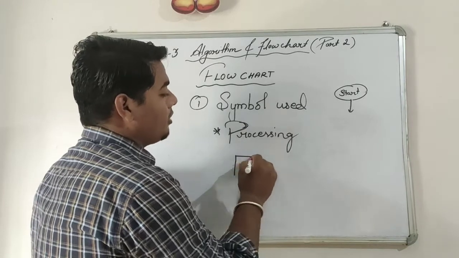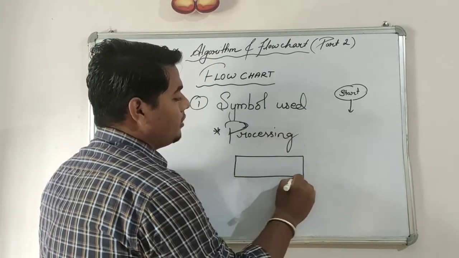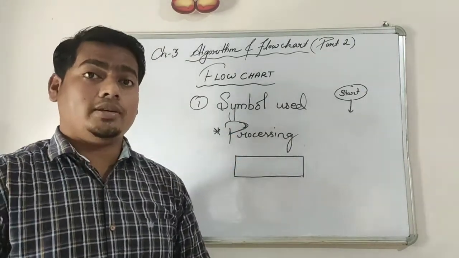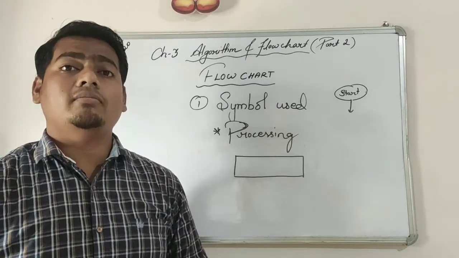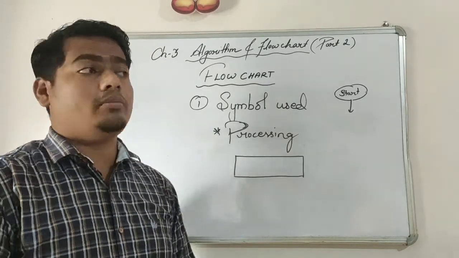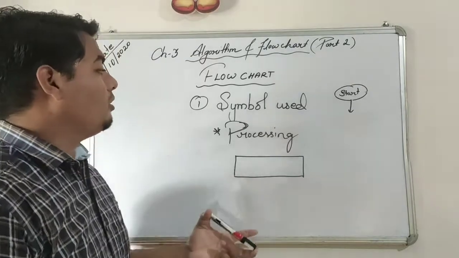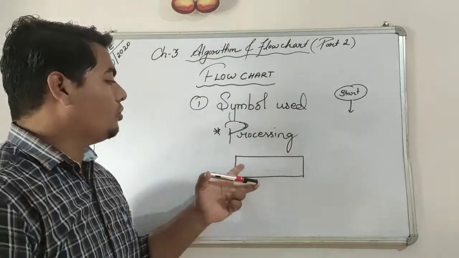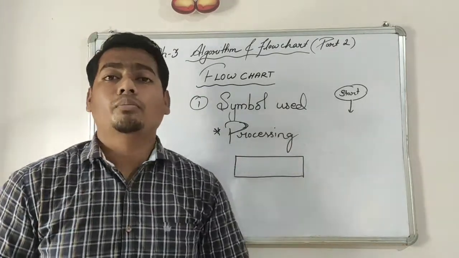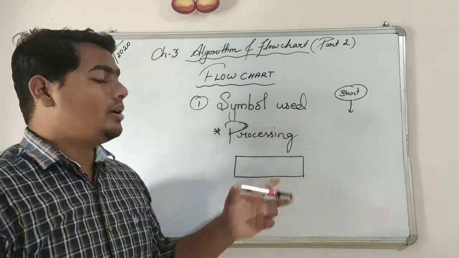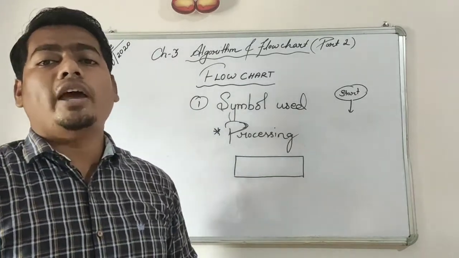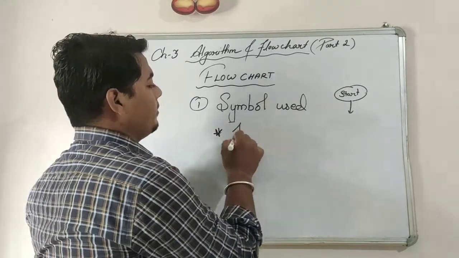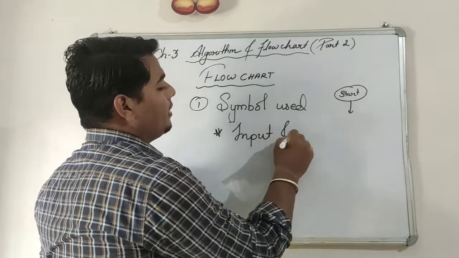For processing we use a rectangle. Rectangle we use for showing a process, meaning which process you are using: plus, add, area formula, circle's diameter formula, or circumference formula. Whichever formula you are using, or whichever is the processing part in the full flowchart, you have to show it in a rectangle box. For showing processing, you have to use a rectangle. Understood? And next we have input and output.